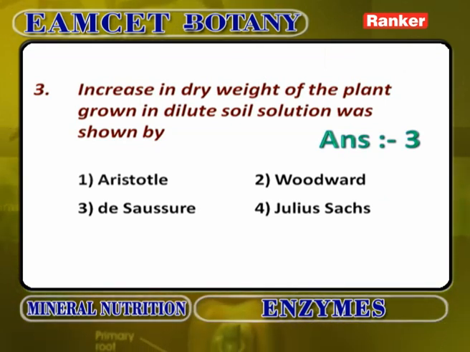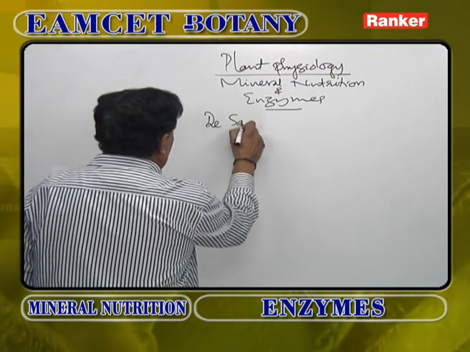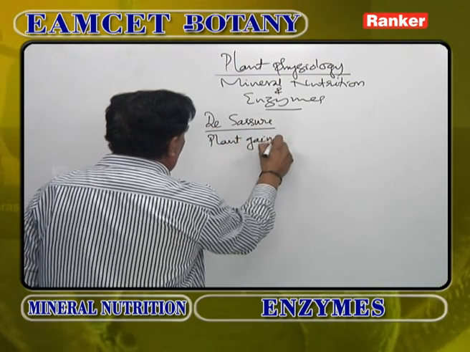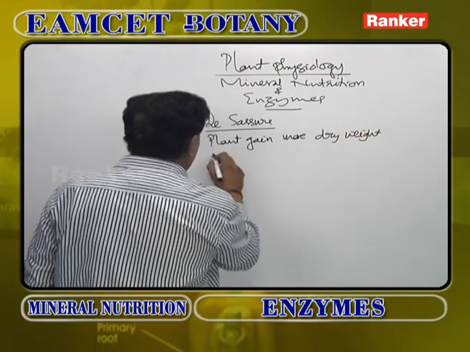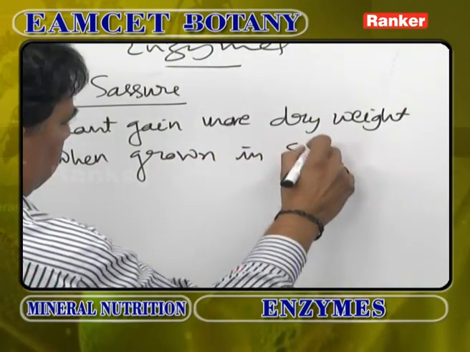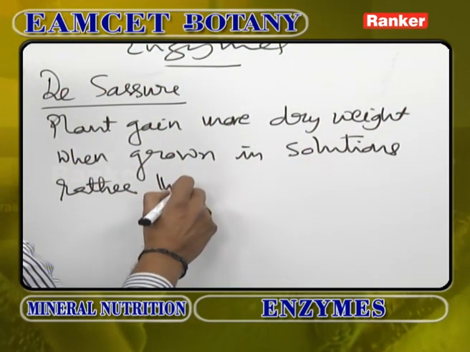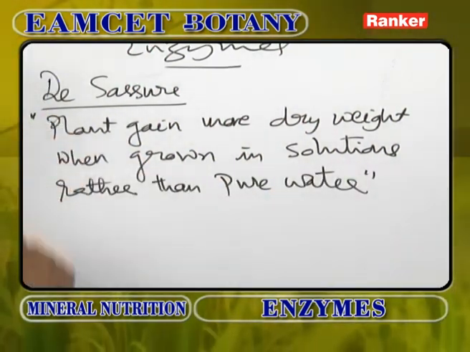Increase in the dry weight of a plant grown in dilute soil solution was shown by. Increase in the dry weight of a plant. A scientist by name De Saussure proposed that plants gain more dry weight when grown in solutions rather than pure water. This is his analysis.